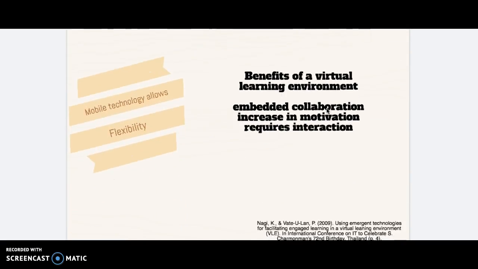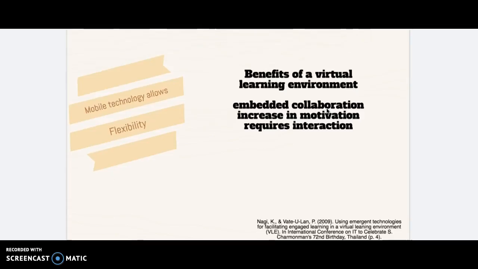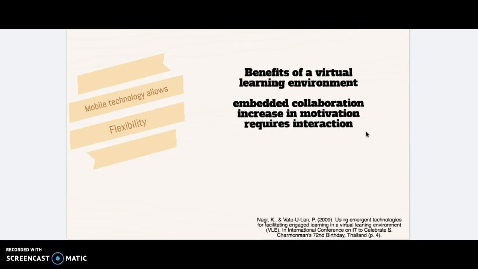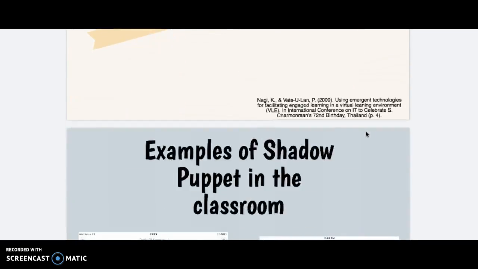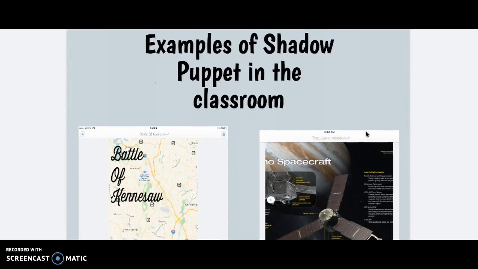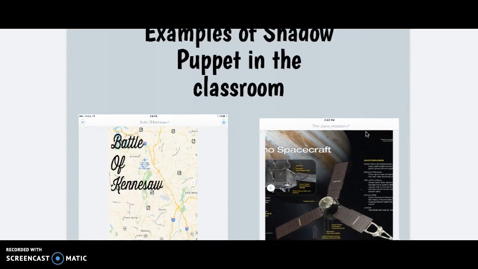So the last article I read was on using emergent technologies for facilitating and engaging in learning environments. And we need to think of mobile technology as flexible. It's going to increase motivation and it's going to require interaction. So examples of Shadow Puppet in the classroom. You'll see here the two I created.